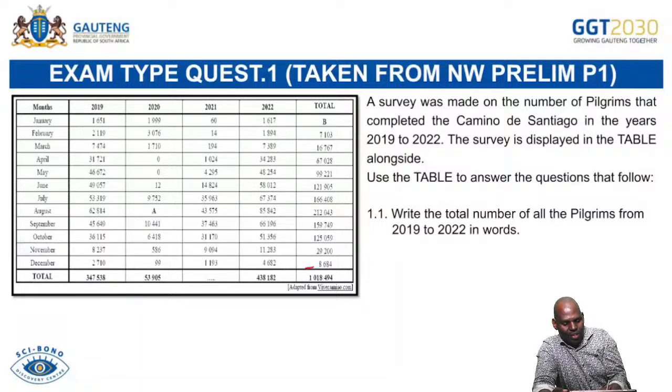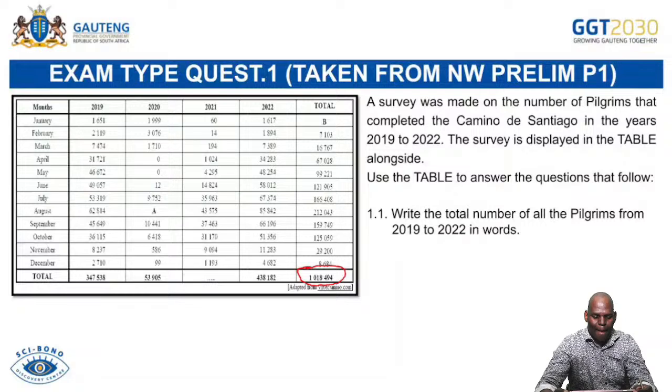Now there it's the total. The total from 2019 to 2022 is actually indicated there. Now, boys and girls, this is one of those easiest questions. Writing numbers in words, very, very important. This is one question where you cannot afford to lose the marks.